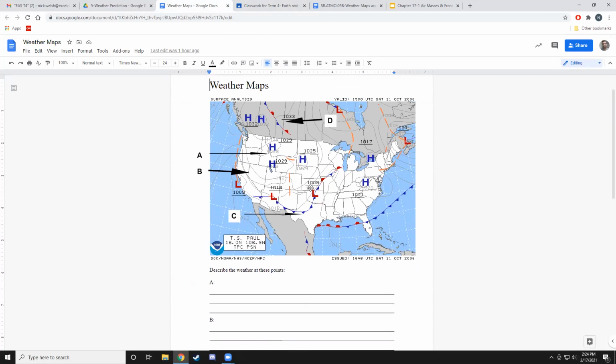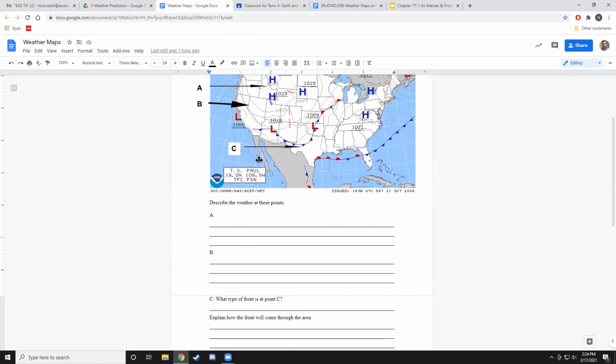So it's like talking about what is the weather like at this point? Well, look at what symbols are there. Look at what fronts are there, if there is one. Or, if the lines are close together or far apart, or things like that. But this is what the weather maps actually look like, and this is how people determine what the weather is going to be. So again, for the first part, talk about what's the weather like at A, what's it like at B, okay, things like that.